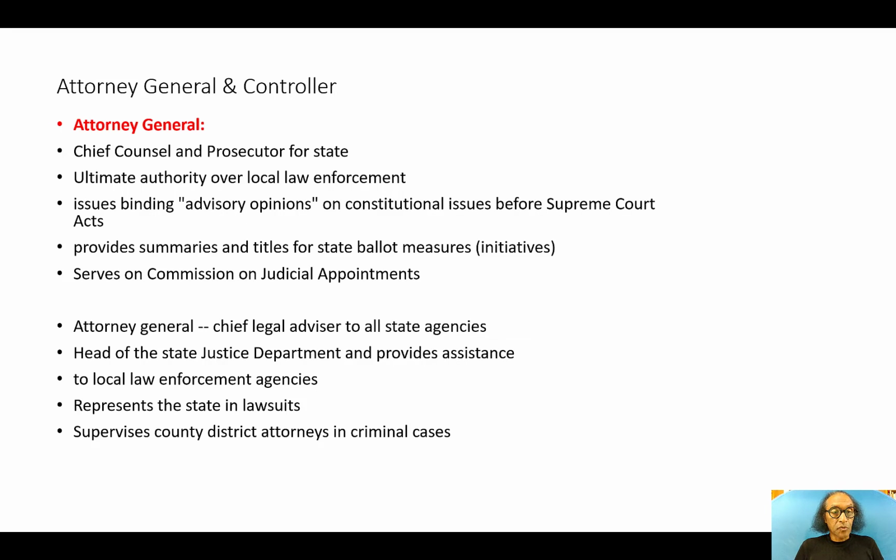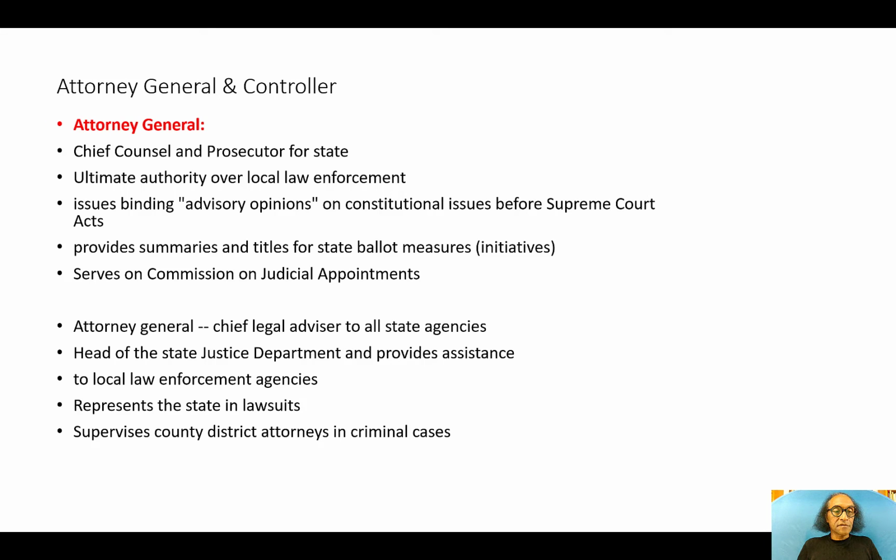Perhaps the third most important officer in state government is the Attorney General. The Attorney General is the chief counsel and prosecutor for the state. So on all legal matters involving the state, it's the Attorney General's office that provides legal advice and representation, and in matters of state criminal prosecution for violation of state law, and when local district attorney's offices cannot manage because of conflict or some other reason, it is the state attorney general's office that takes over.